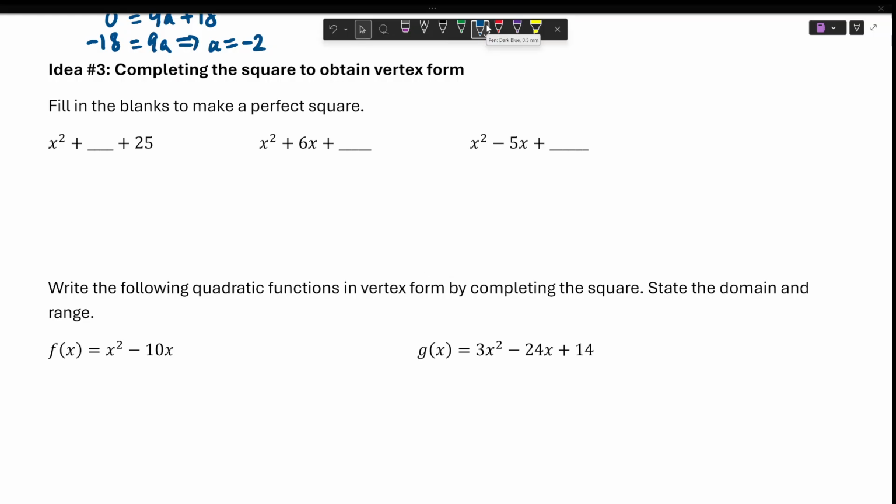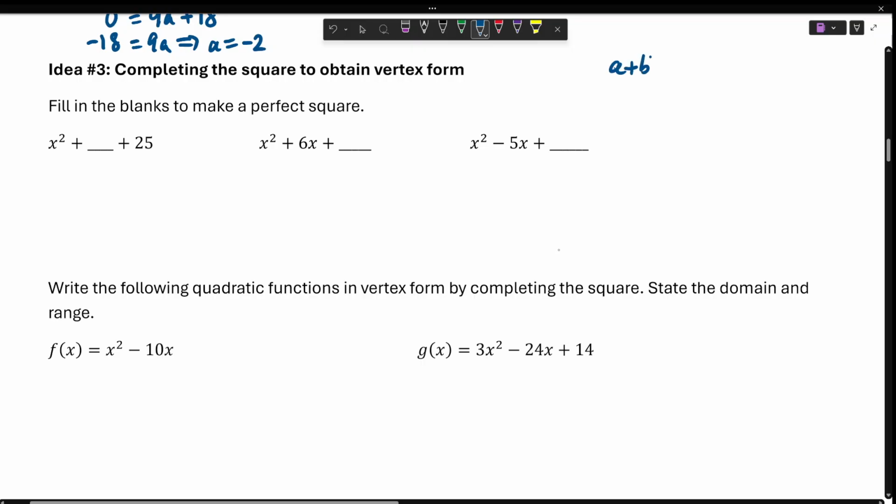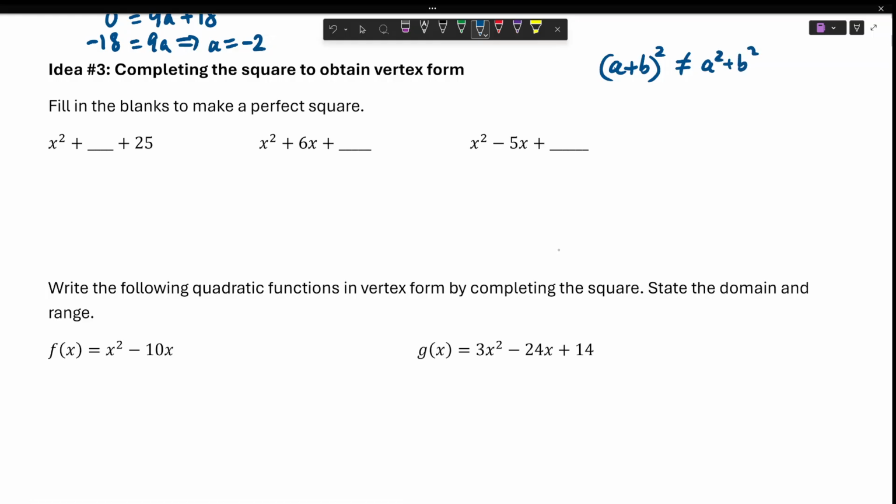In this video, we're going to review how to complete the square to turn something into vertex form. So remember, (a + b) squared is not equal to a squared plus b squared. Why? Because if you expand it out, you're going to get a squared plus ab plus ab again plus b squared. So it's actually a squared plus 2ab plus b squared.